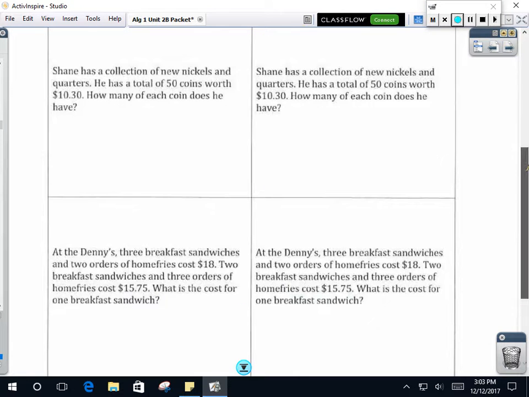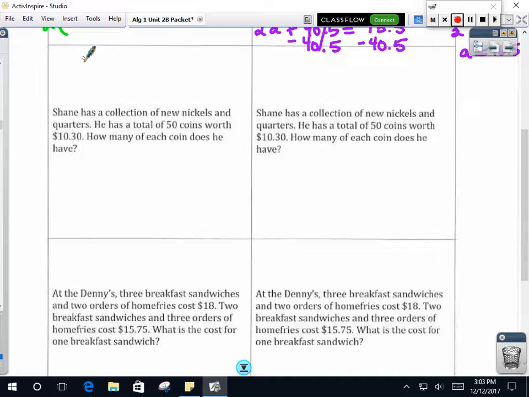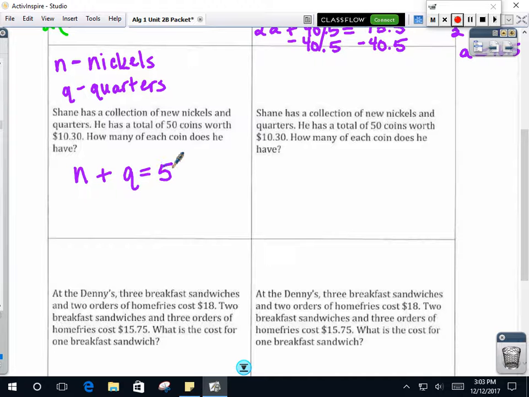All right. First of all, what are the unknowns? Okay, so we will use N for nickels and Q for quarters. Right? So his nickels plus his quarters totals up to 50 coins. Their other total is $10.30, but since that's a dollar amount, like how much they're worth, you have to put how much they're worth on each variable. How much is a nickel worth? And how much is a quarter worth? 0.25.